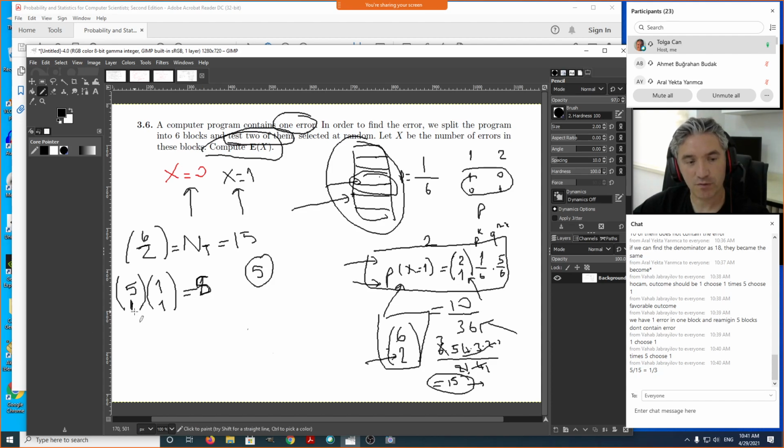You're right. So this is our 2 choices. 5 of them, choosing 1 from those 5, and choosing only one of them contains our error. So we should exactly do that. Exactly. So this is the number of favorable cases. In that case, we should get 1 over 3 as the probability to obtain 1. But we didn't get 1 over 3 here.